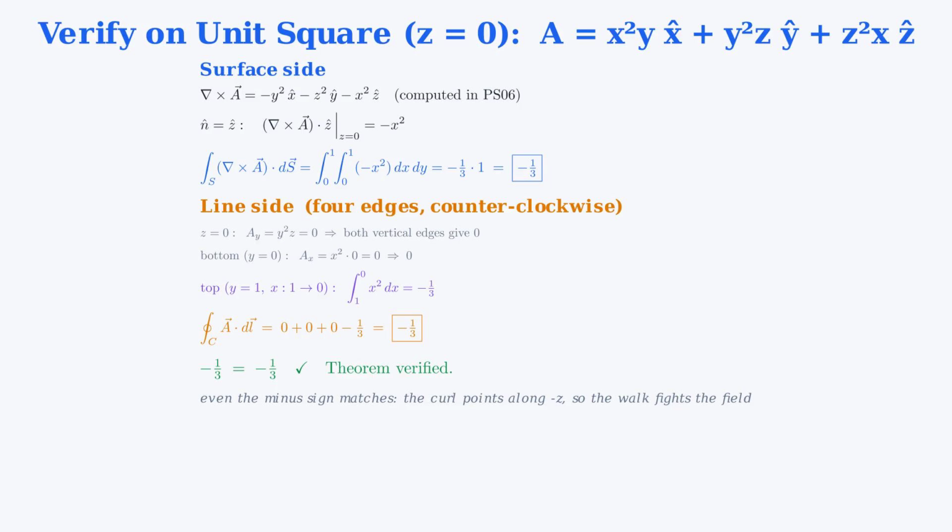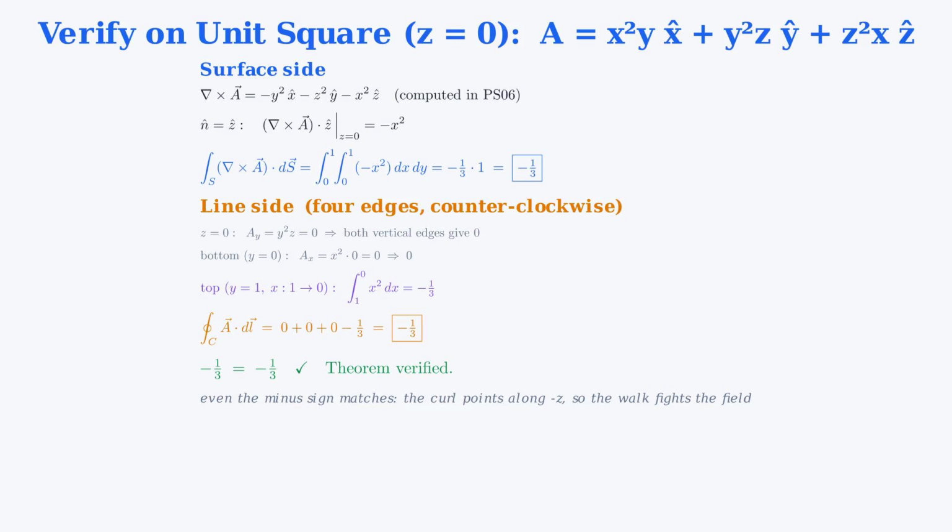One bookkeeping rule before we compute, the right-hand rule. Curl the fingers of your right hand along the walking direction, counterclockwise. Your thumb points up, plus z hat. So the surface normal is z hat.